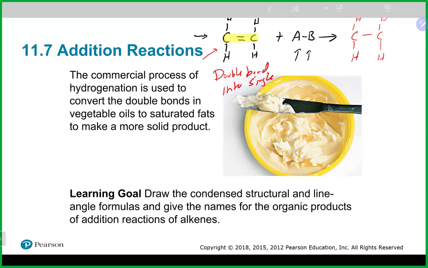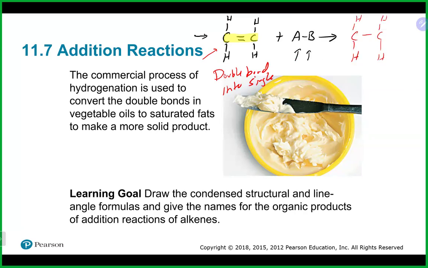Now, once you do that, the way that these things get added on is one goes to one carbon and the other goes to the other carbon. They never add to the same carbon. So one to one and one to the other. And for example, here we'll put the B over here and the A over here, and that's it.